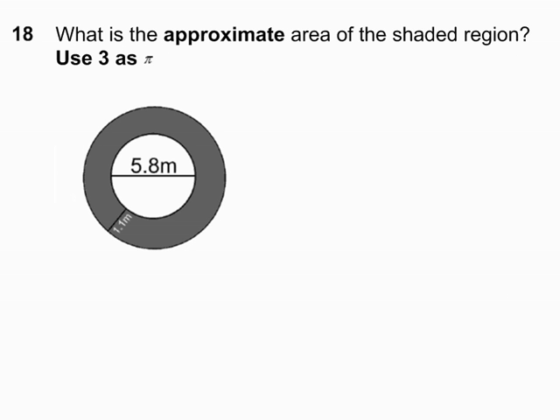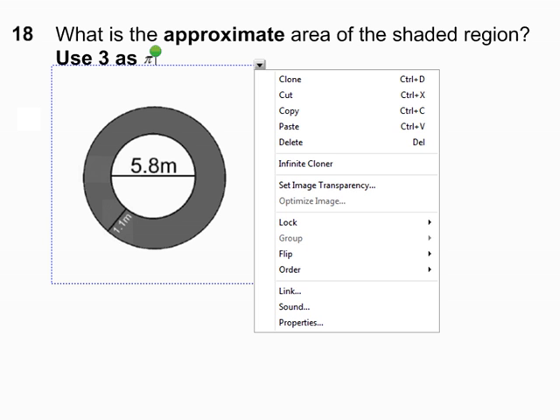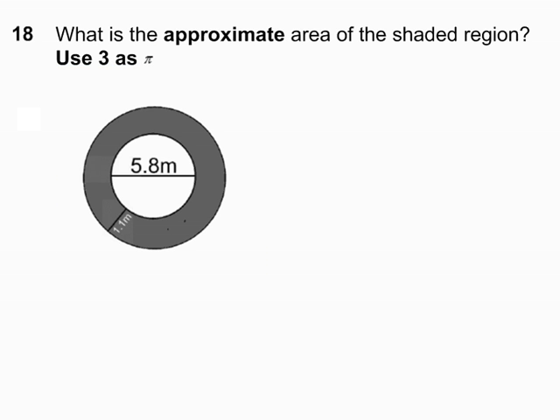What is the approximate area for the shaded region? Use 3 as pi. So this is an interesting one because what we really have here is, I'm going to ungroup these, group these. Where's the group button? Oh, I can't ungroup. It won't let me do that. Interesting.